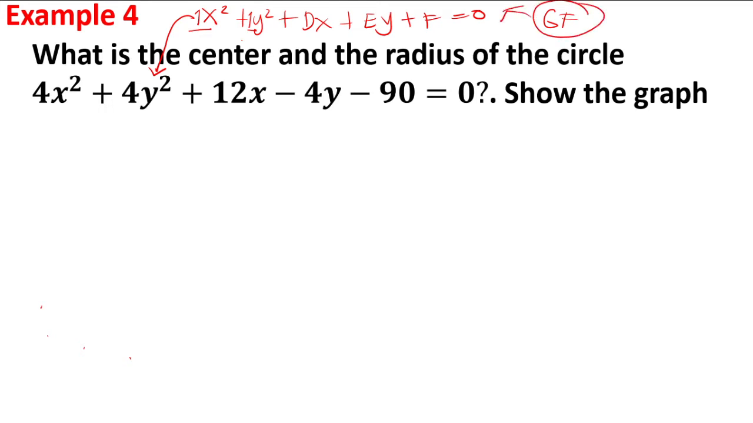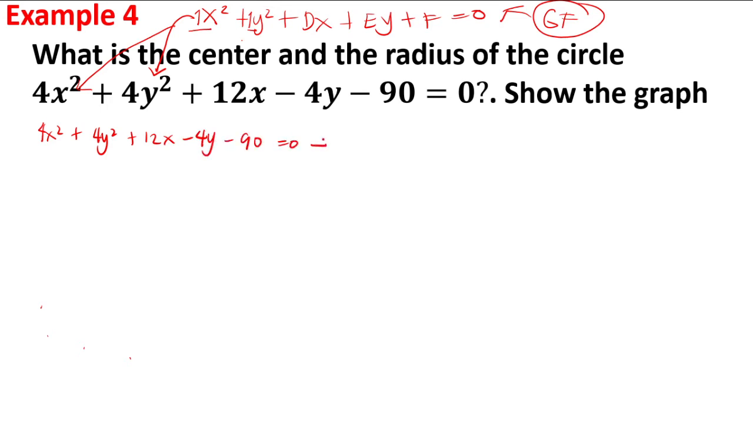So, ibig sabihin, itong equation natin sa baba, is not yet on its final general form. So, ibig sabihin, ayusin mo muna siya. I-simplify mo siya so that the numerical value of x squared and y squared will be 1. Okay? Or should I say numerical coefficient? Okay? So, mag-start tayo dito sa equation na 4x squared plus 4y squared plus 12x minus 4y minus 90 is equal to 0.